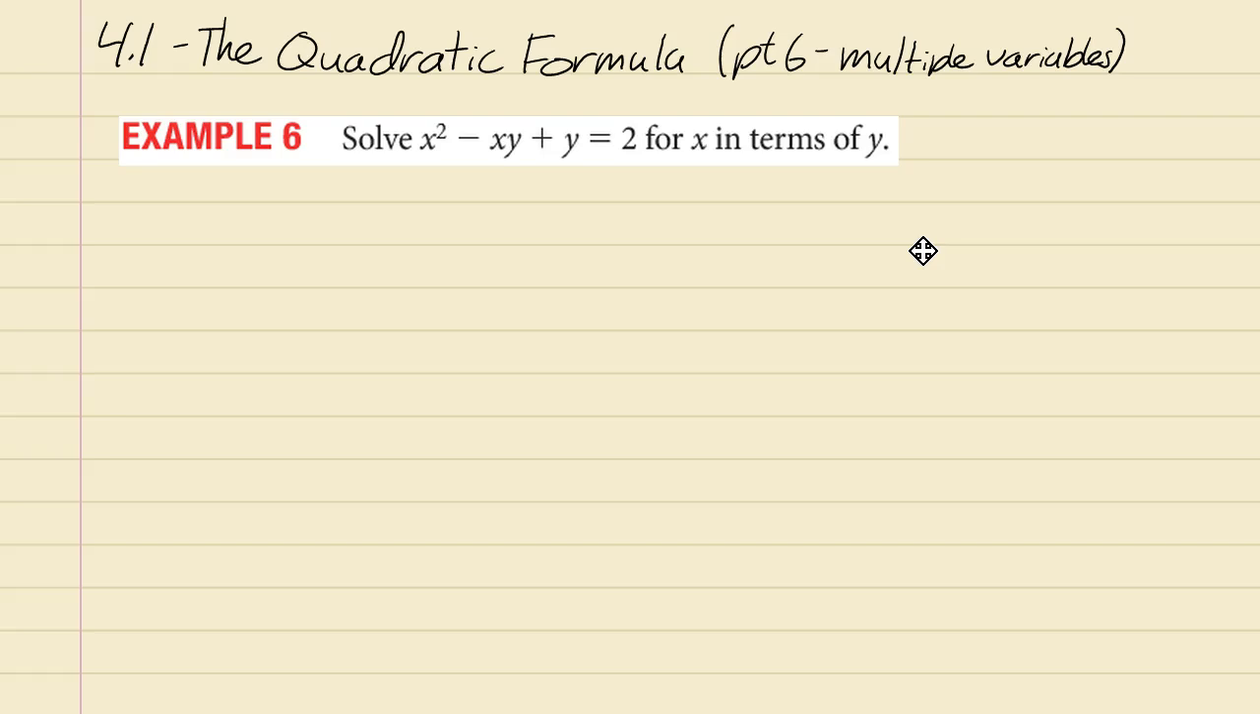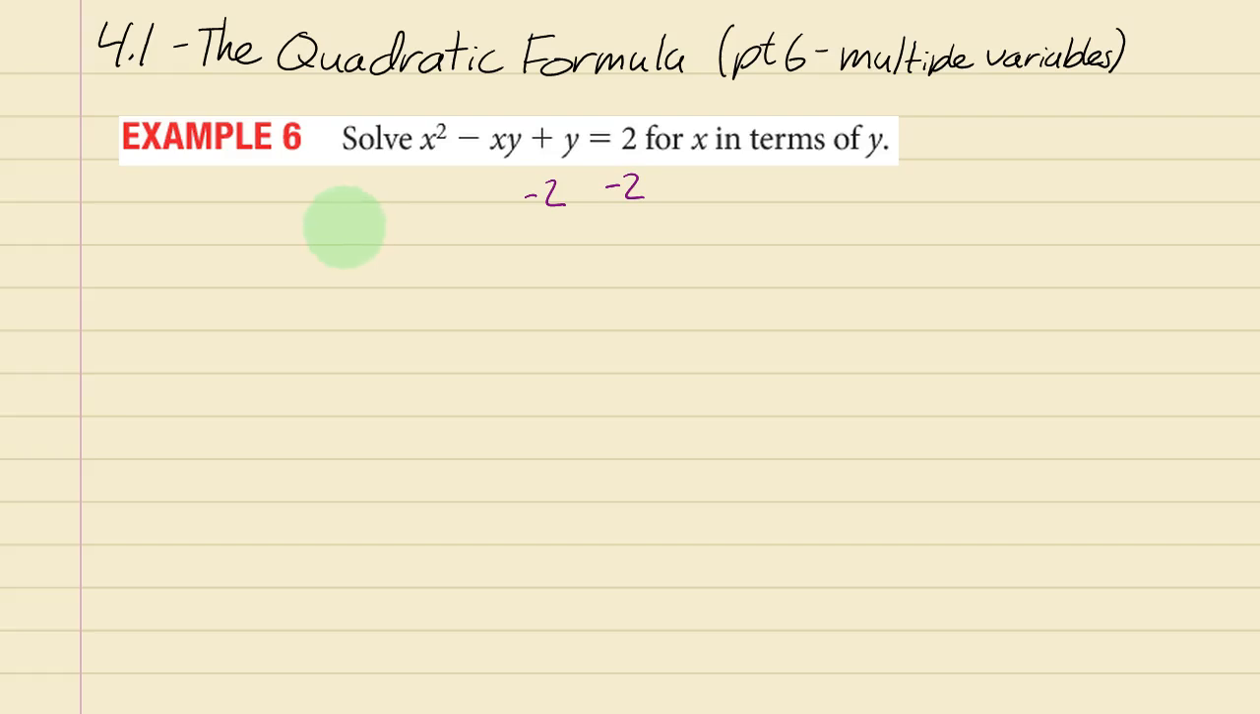So the way we can do this is using the quadratic formula, but we're just going to have A and B and C are going to have Y in them. So the first thing we need to do is get 0 on one side, because you can't use the quadratic formula unless you have 0 on one side.